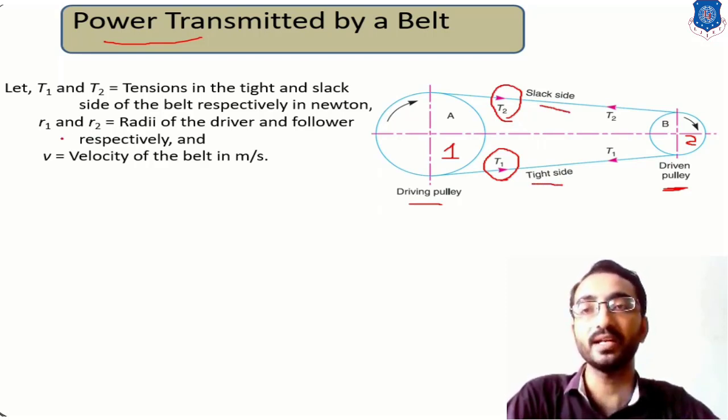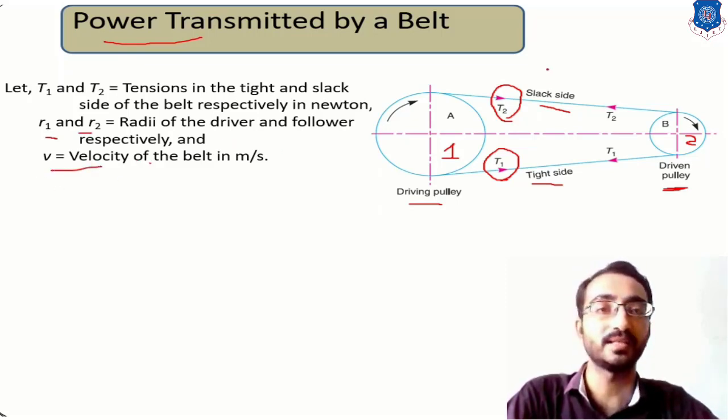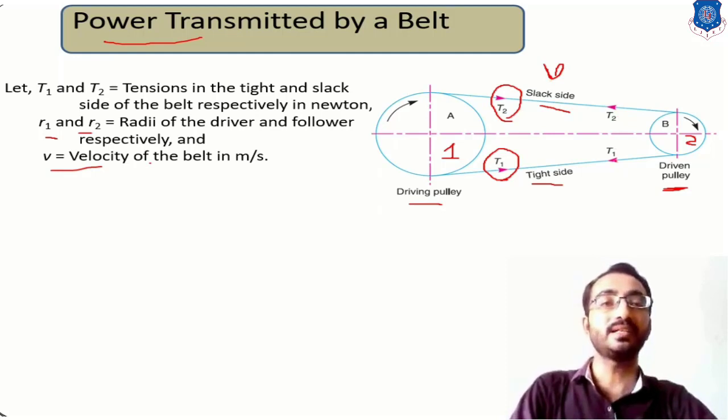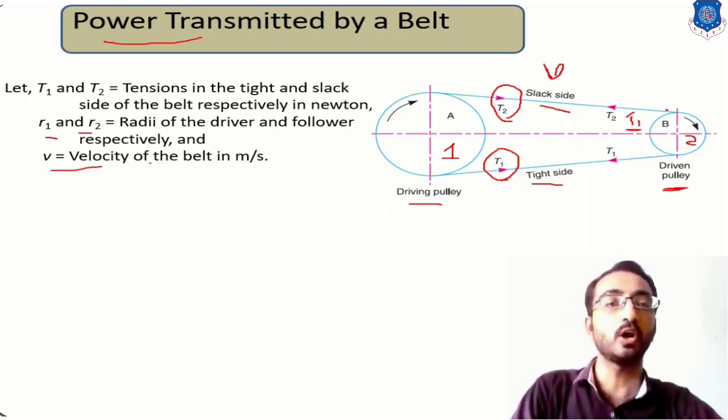If we consider R1 and R2 as the radii of the driver and the driven pulley, or follower, and consider V as the velocity of the belt, that is the velocity with which the belt is rotating, then this belt tension will allow us to transmit power. If T2 is equal to T1, the same tension, we will not achieve any difference of force, and without a difference of force, how can we calculate the amount of power?